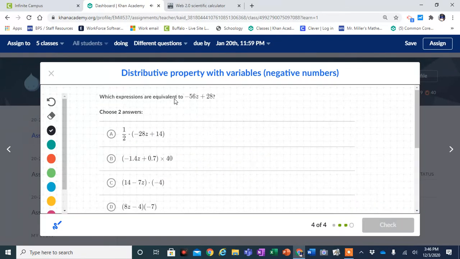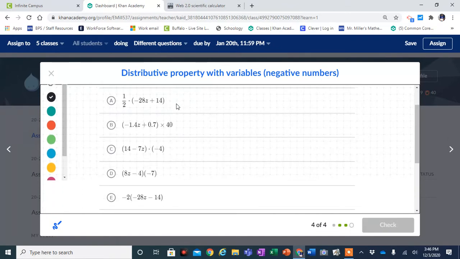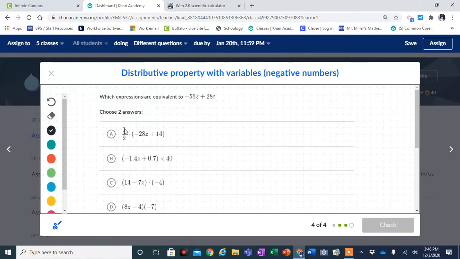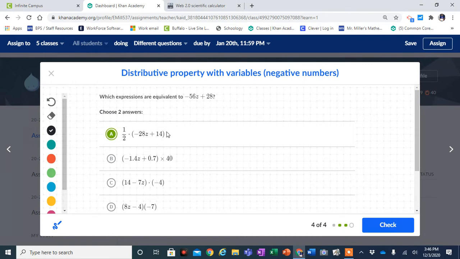All right, which expressions are equivalent? So this is like the earlier one. So we multiply everything here by a half. So half of negative 28 is not negative 56. And half of 14 would be 7, not 28.